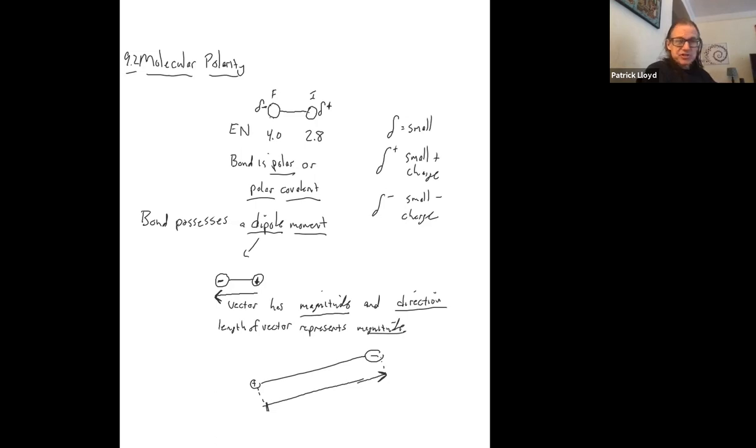The magnitude is essentially the size. So let me give you a couple of numbers here just to show you what I mean by that. Suppose I have a bond and delta plus is like 0.1 charge units. And delta minus is minus 0.1 charge units.